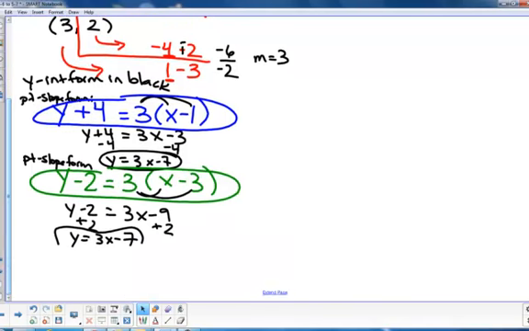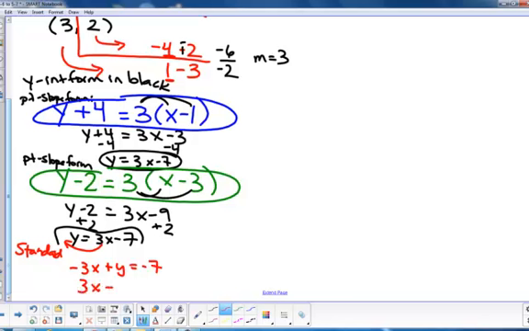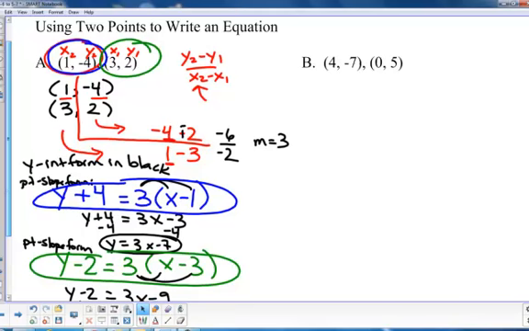And if you just can't stop and you want to put it in standard form, you would move the 3x back through subtracting, and then you would want to make that 3x positive. So there's the last form. So fun. Let's do it again.